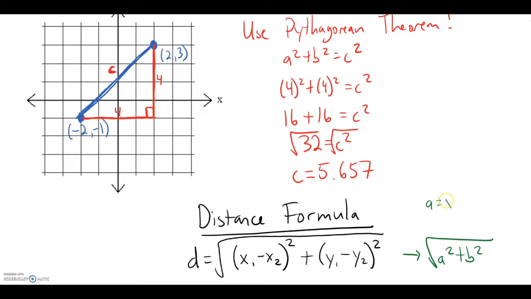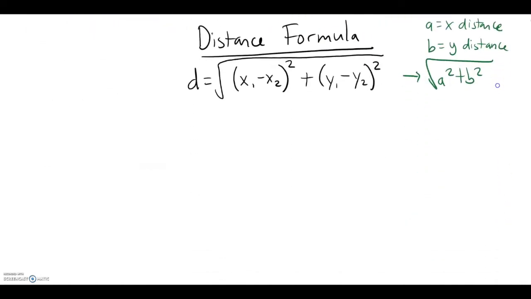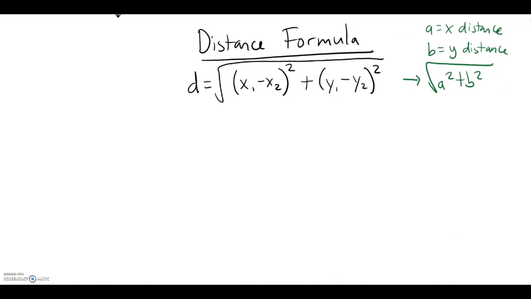In this formula, the a just represents your x distance, and the b represents the y distance. So you can think through the formula as it's written formally, or if you draw it and visualize the right triangle, you can think of it more like Pythagorean theorem, because both are doing the same exact problem.